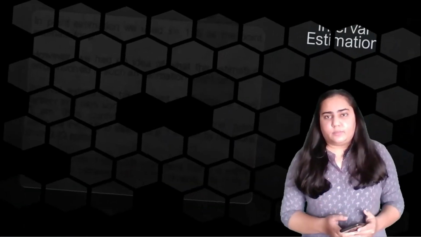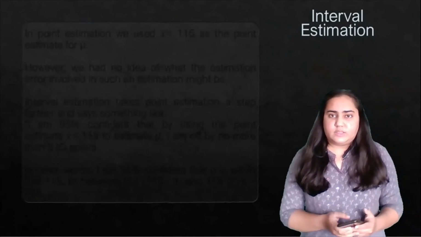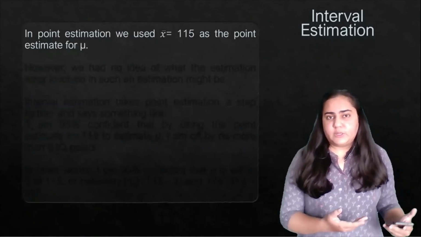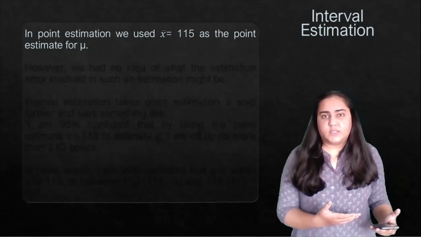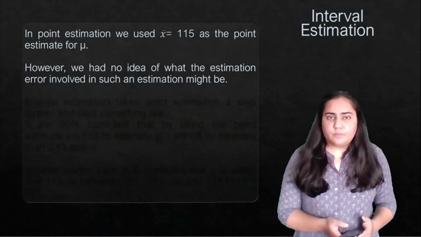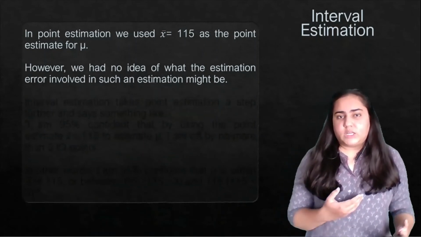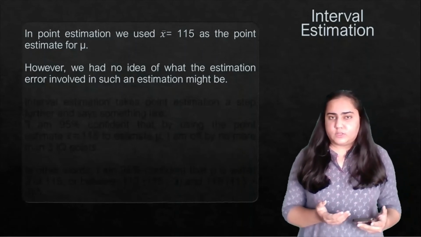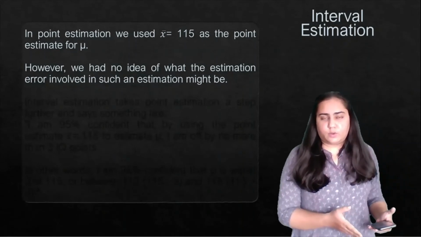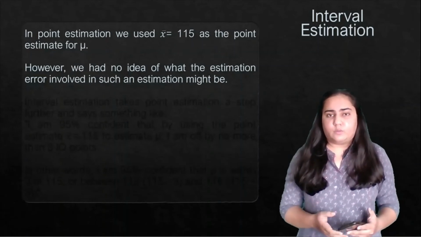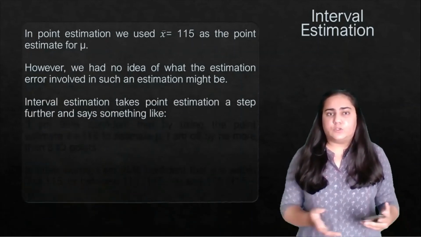Based on this diagram, based on this data, in point estimation, when we said that bar x is equal to 115 as an estimate for mu, we did not have any idea earlier what the estimation error was, which means this is my sample mean, but what about my population mean? How much error would be there in that? What is the possibility? What is the range?